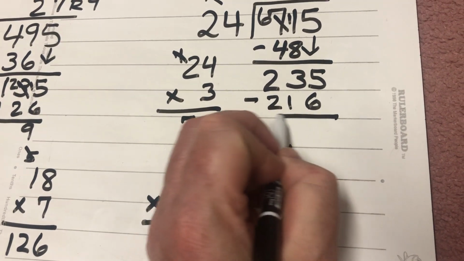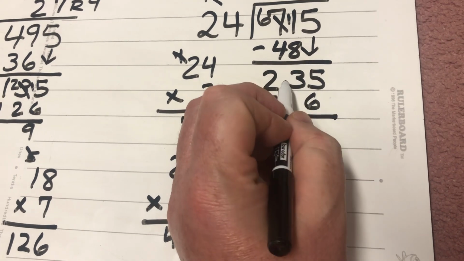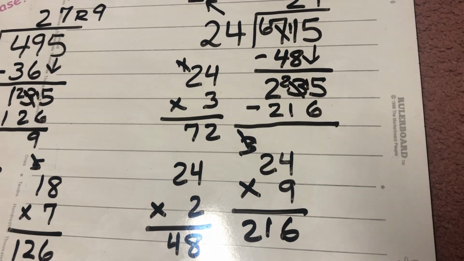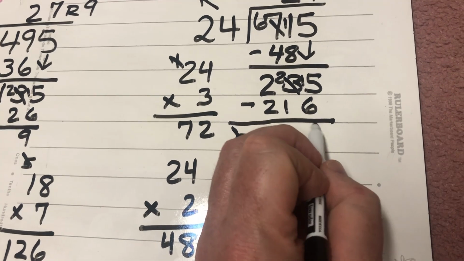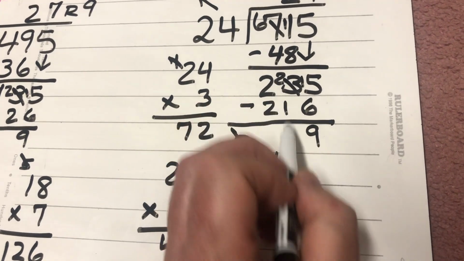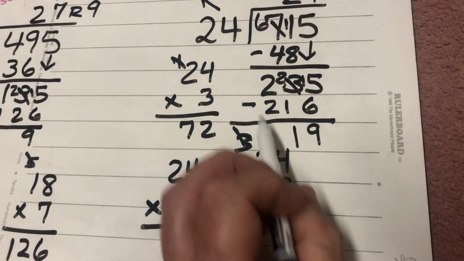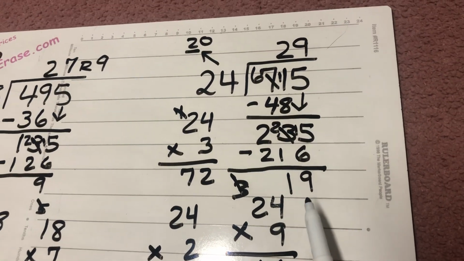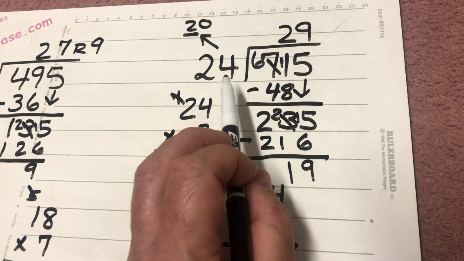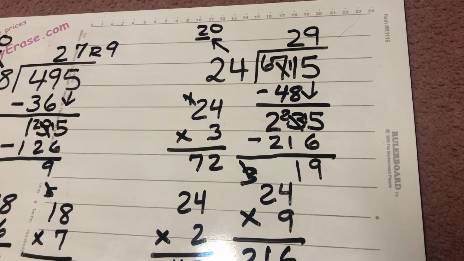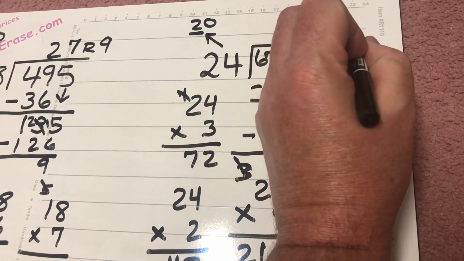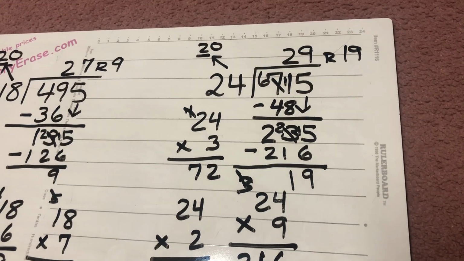I go ahead and subtract. I can't do 5 minus 6. I borrow from the 3. I make it a 2. I make the 5 a 15. 15 minus 6 is 9. 2 minus 1 is 1. 2 minus 2 is 0. I'm okay getting 19 after I subtract because it's less than 24. I have nothing left to bring down, so I'm pretty confident in 29 remainder 19.